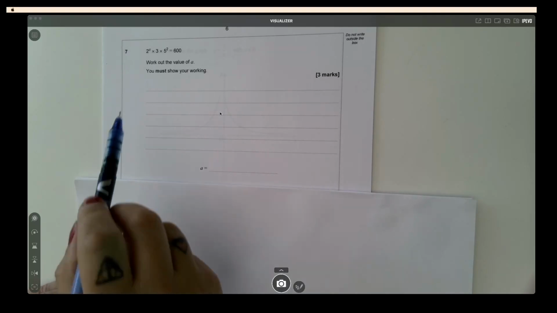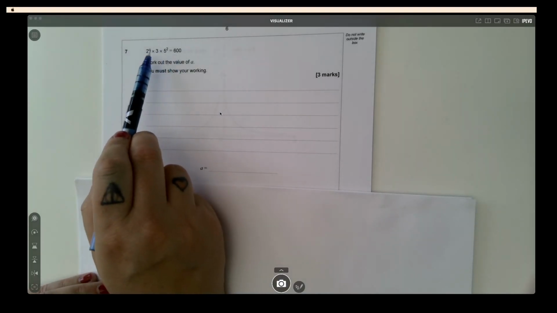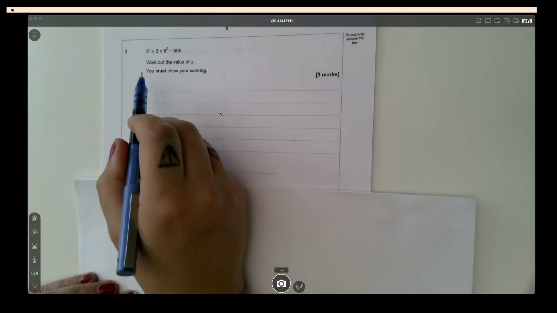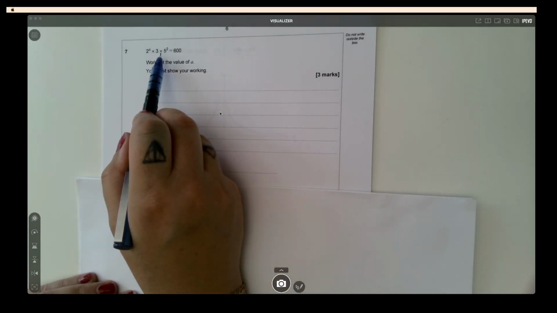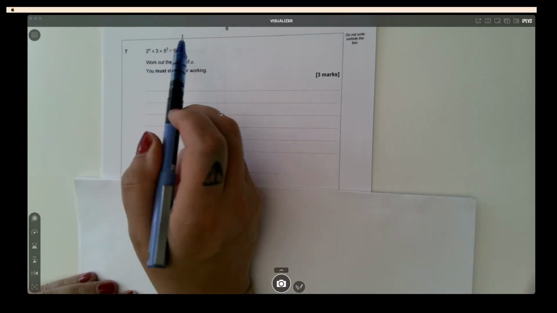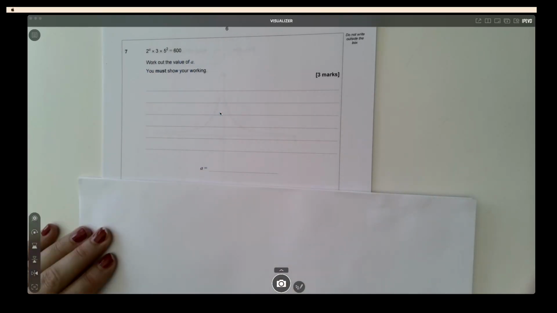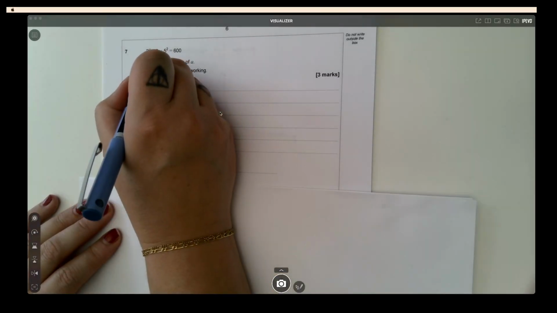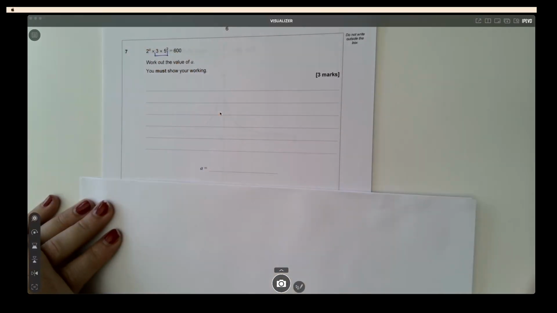Question 7. We've been given a product of prime factors with one of the values missing. So 2 to the power of A multiplied by 3 multiplied by 5 squared equals 600. Work out the value of A. You must show your working out. So there's a couple of different ways you could do this. I'm going to start by working out the part of this product of primes that I can calculate.